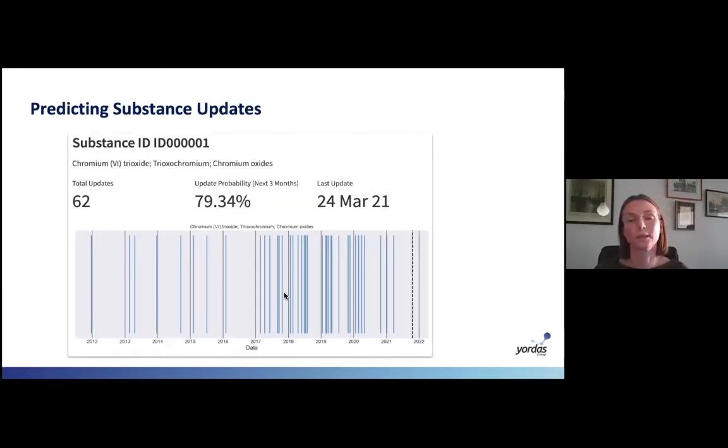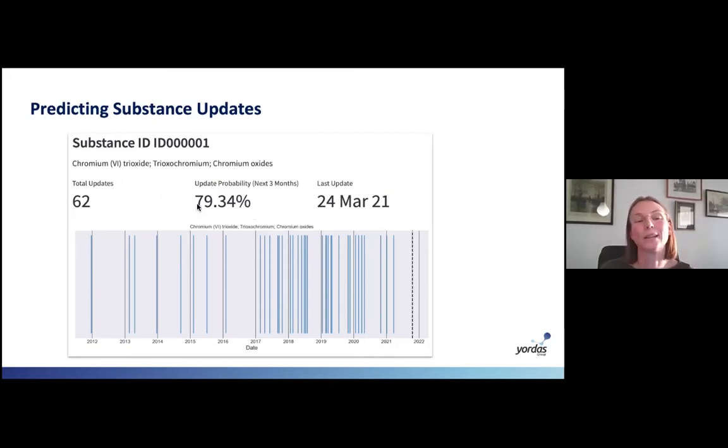So we're still working on this, but it's showing great promise. So this, for example, is substance chromium trioxide. It has had 62 updates since we started measuring. You can see here where the last update was, and it gives you an update probability. Don't ask me how the model works because I don't understand it, but our data scientists do understand it.